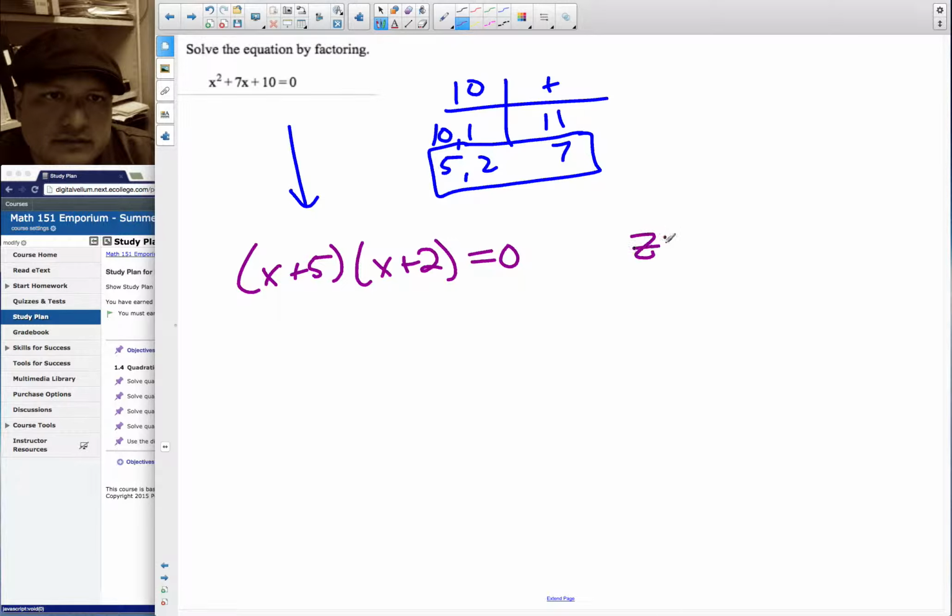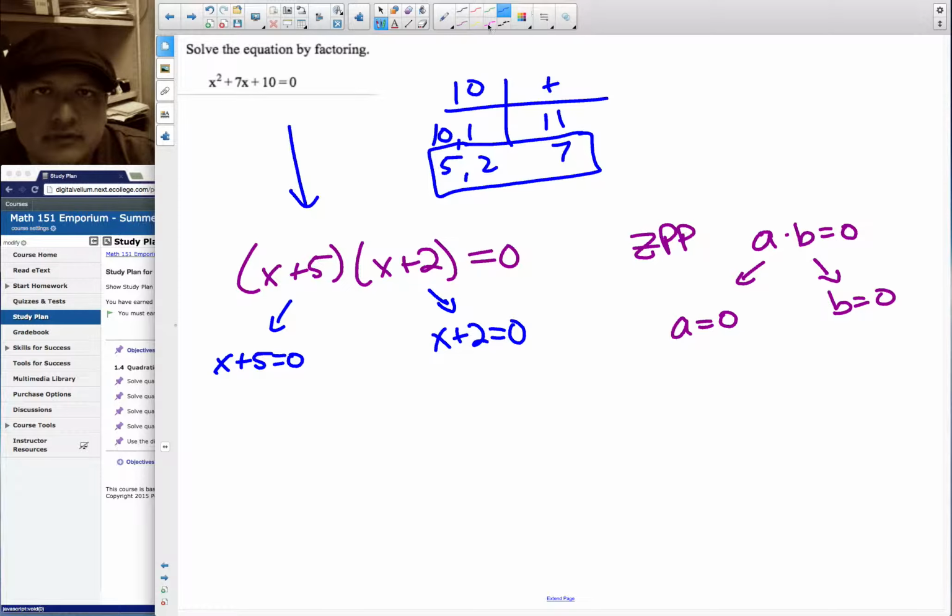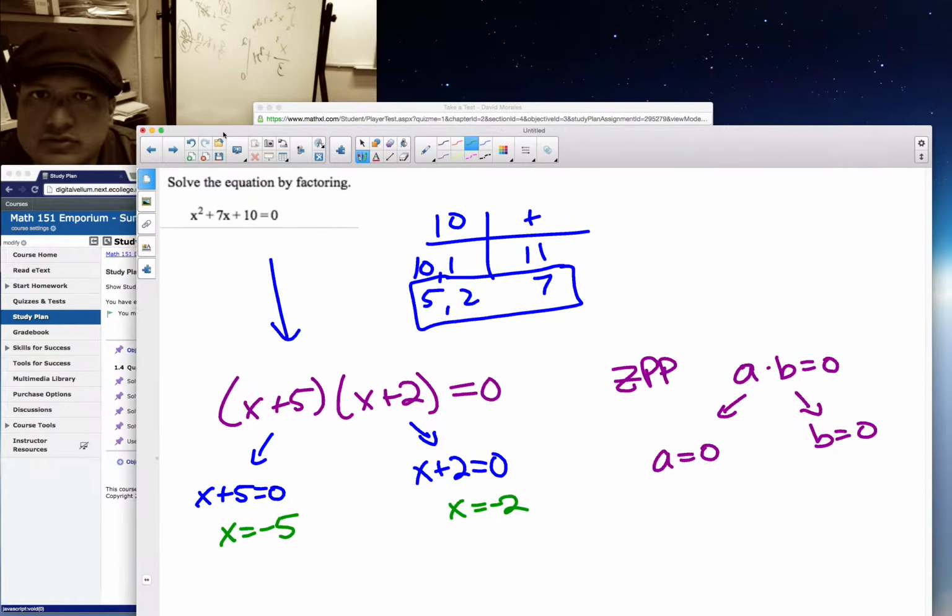Now we use what's called the ZPP, the zero product property. This means if A times B equals 0, then right away you have two different equations. One of them has to be 0. There's no other way. They could both be 0, but at least one of them has to be 0. So here we have x plus 5 equals 0, and over here we have x plus 2 equals 0. Just subtract the 5 from both sides. We have x equals -5 and x equals -2. -5 and -2 are the answers.